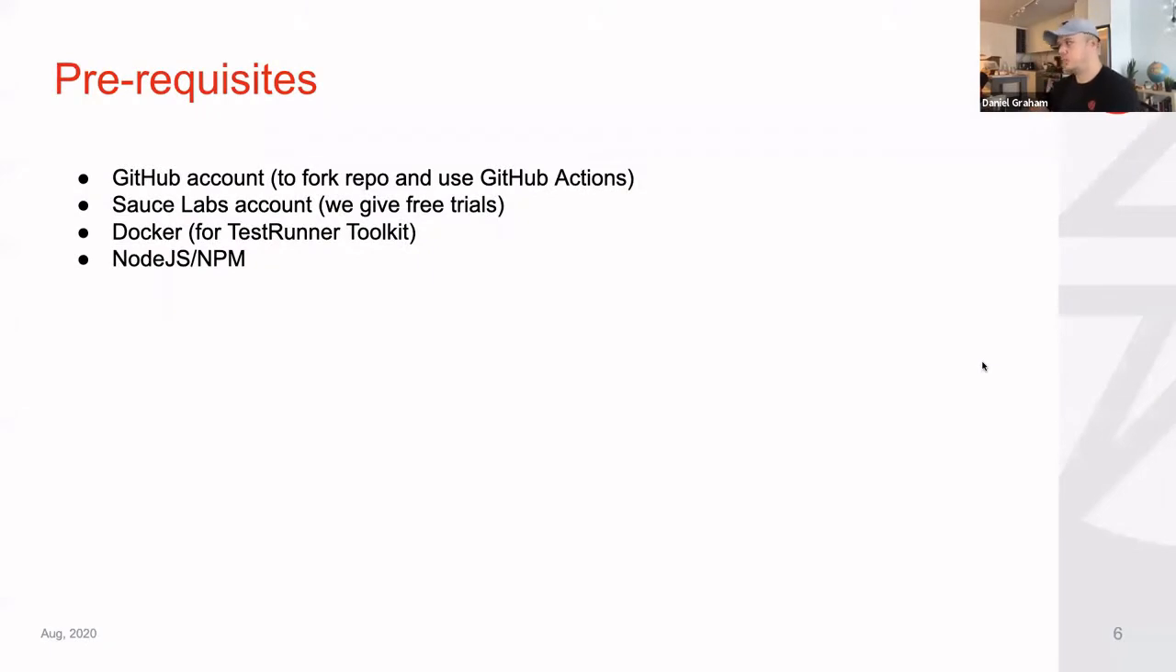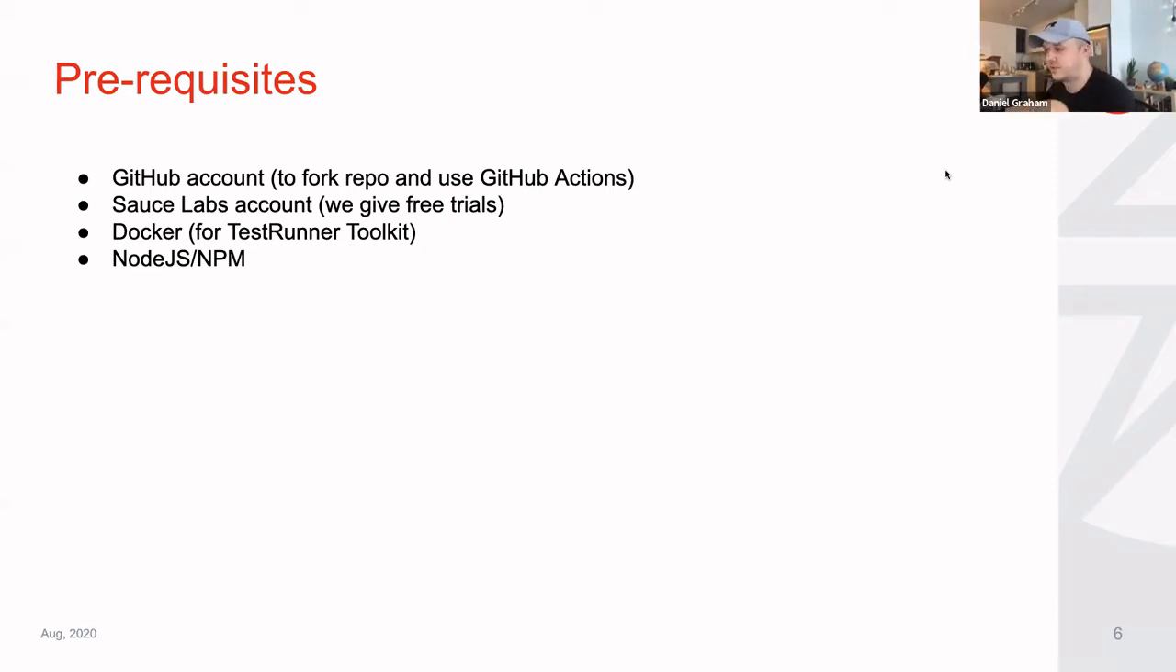And then prerequisites: you'll need a GitHub account, in order to fork the repository, and so that we can make use of GitHub Actions. GitHub Actions, for those of you who aren't aware, is GitHub's fairly new built-in continuous integration service. You'll need a Sauce Labs account. If you don't have one already, you can go to the website now, and we give free trials.